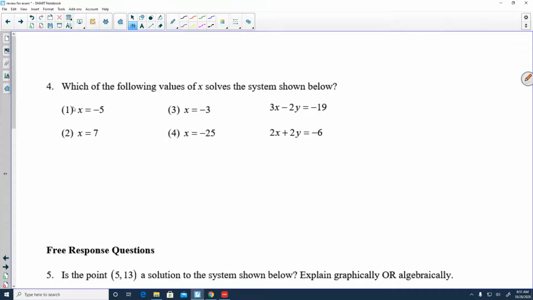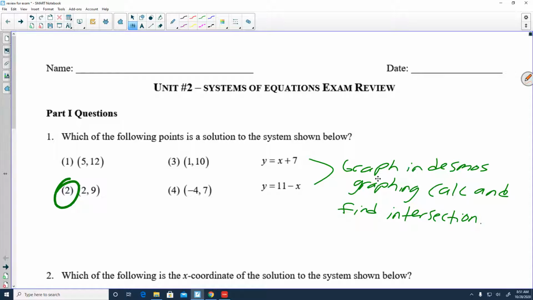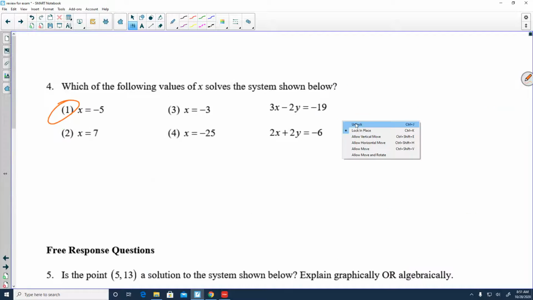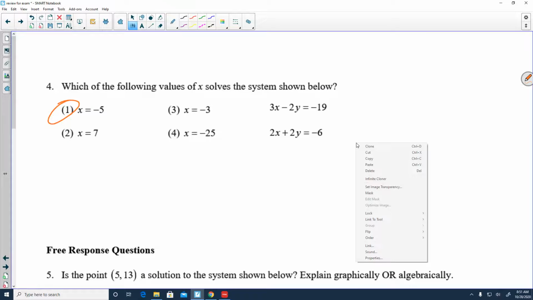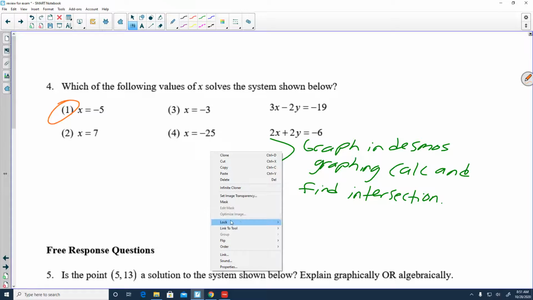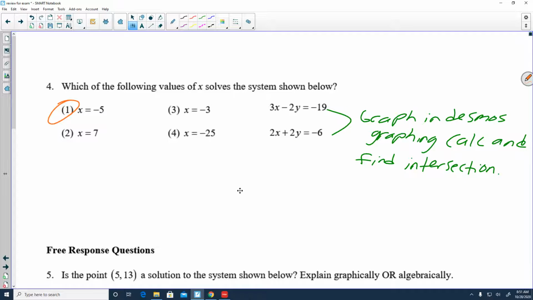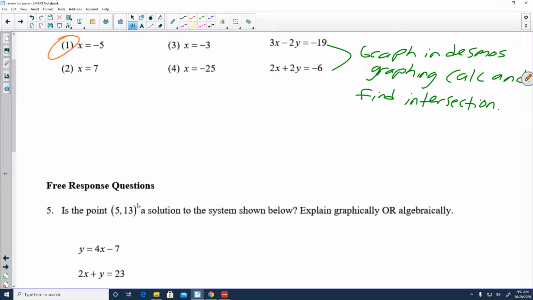All right? Number 1. So I'm going to do the same thing I did in here. I'm going to be lazy though. I'm going to copy and paste this. So I'm literally just going to type these in, Desmos, and find the intersection point. All right? So again, this doesn't mean that you don't need to be able to solve them algebraically. We're going to be doing that in a couple examples, okay? But for multiple choice questions, you don't need to show your work.